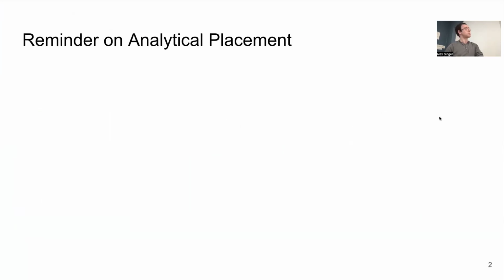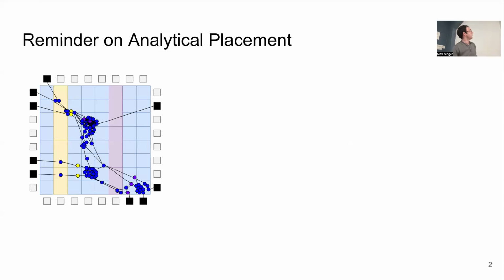First of all, a reminder on how analytical placement works. This is going to build off of the previous discussion reading group I had about a month ago. The very first step of analytical placement is we're going to solve some sets of equations. These equations are idealized, where we've relaxed a lot of our constraints in order to be able to solve some objective like wire length or timing in an analytical way.